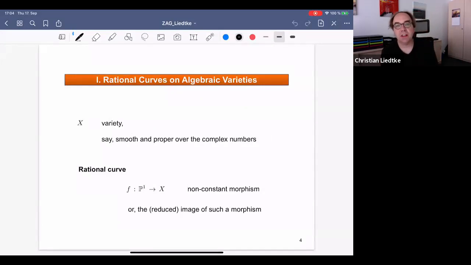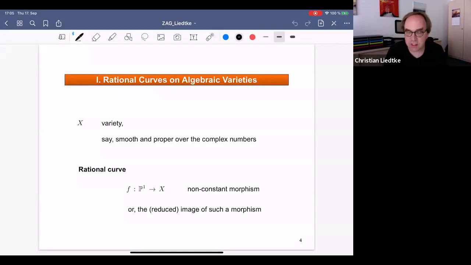So let me say a couple of words about rational curves on algebraic varieties and why we care. So let X be a variety, and for the purposes of my talk, it will be smooth and proper over the complex numbers. If you're interested, I can say a couple of words about characteristic p at some point, but this is already going to be slightly technical, and let's not make it more complicated. So a rational curve, by abuse of notation, will be either a non-constant morphism from P^1 to some variety, or the reduced image of such a morphism. So the image could be a P^1, but it could also be, for example, in the plane, a nodal rational curve, or it can have more singularities. What is important is that whenever I say rational curve in the talk, I will mean an integral curve, reduced and irreducible.